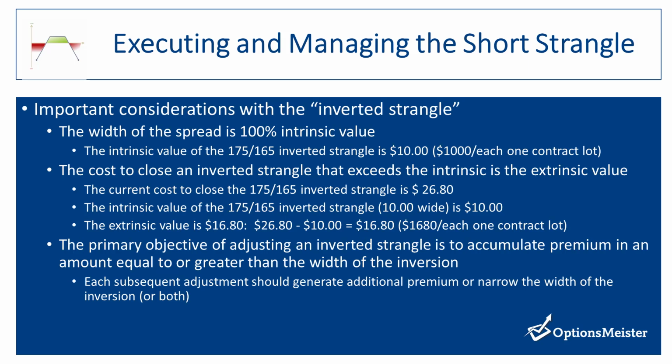Important considerations with the inverted strangle. In a regular short strangle, where the call strike is above the put strike, there is the potential that both options will expire worthless. With the inverted strangle, if price stays between the short strikes, the minimum cost to close the trade is the spread width. The intrinsic value of the 175 by 165 inverted strangle is $10.